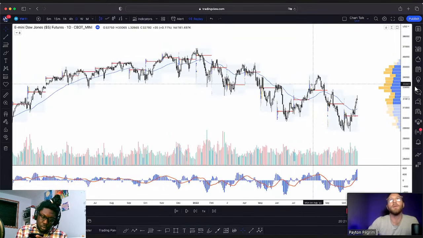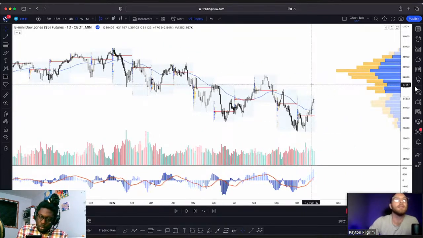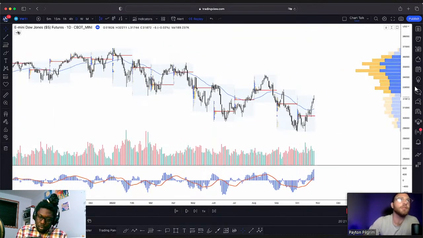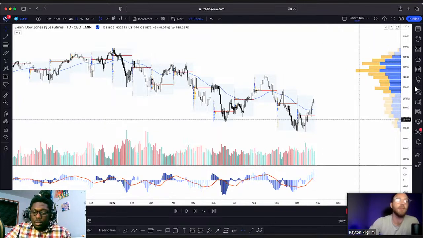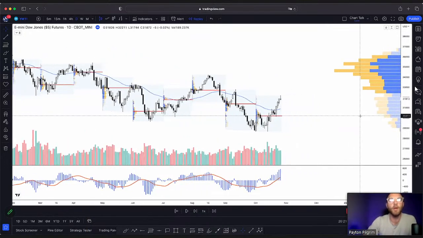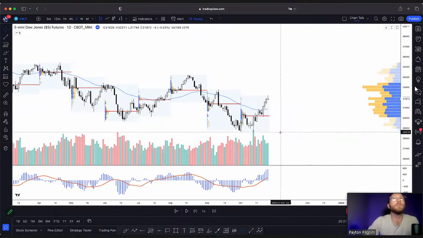I'm going to analyze a little bit at first, and then I'm going to do my first trade, and then AB's probably going to do a quick analysis too and get into his trade. Then we're going to flip back and forth. So here we go on the Dow Jones.